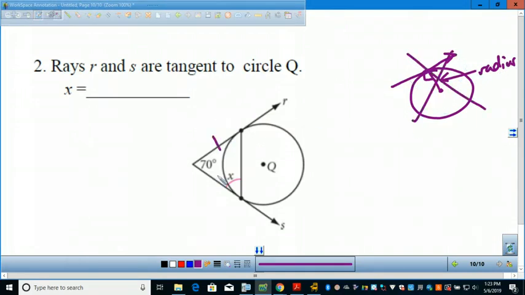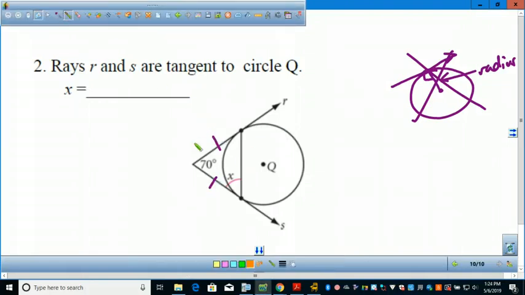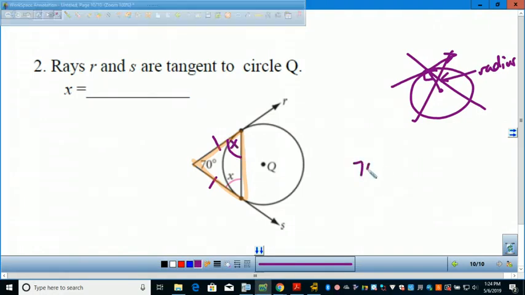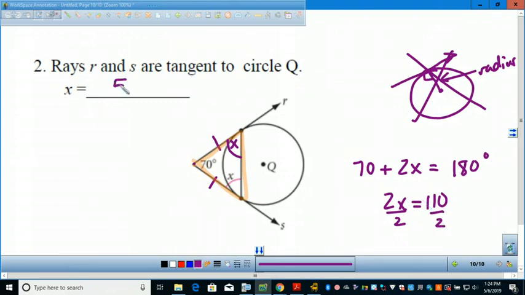You have to do tick mark, tick mark. These are both tick marks. So if those are tick marks, what kind of triangle does this make it? It's isosceles, which means this has to match. So 70 plus 2x equals 180 degrees in a triangle. This is isosceles because this is tick mark, tick mark. If 2 tangents go to the same point, they are congruent. I'm getting 55.